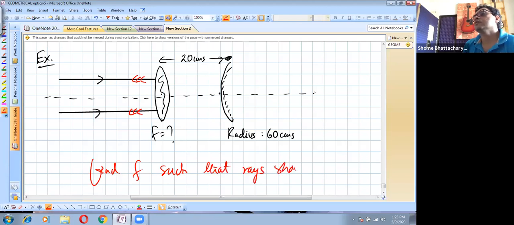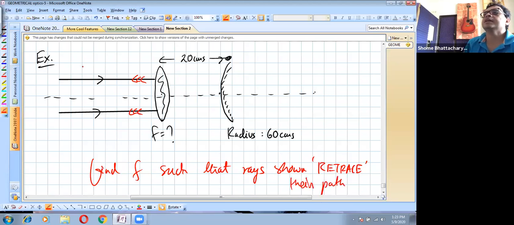rays shown retrace their path. And the rays shown are parallel to the principal axis. Parallel to the axis of the system. This is a comparatively simple question, but just to illustrate a very important point over here.